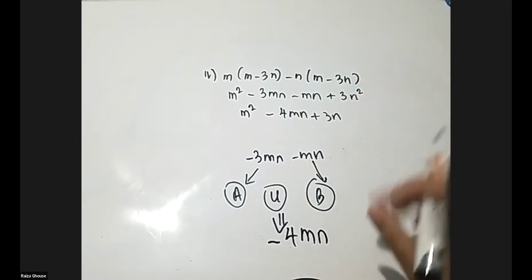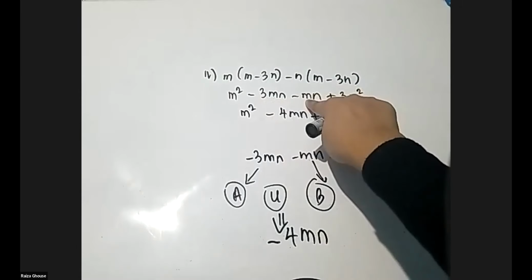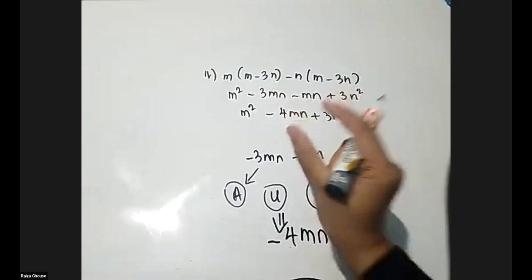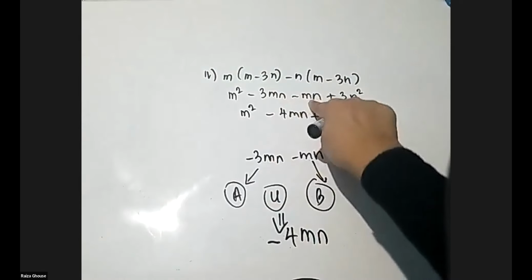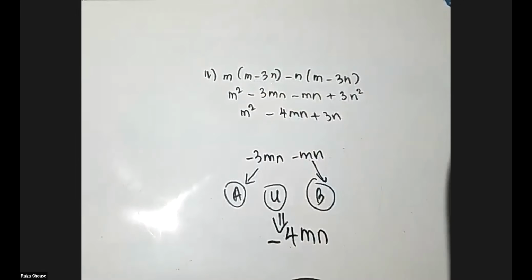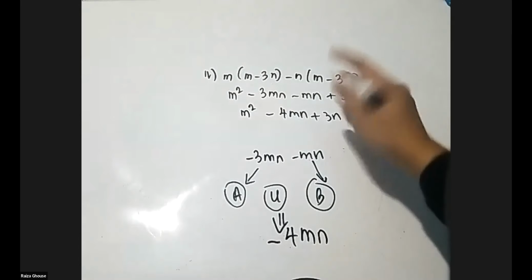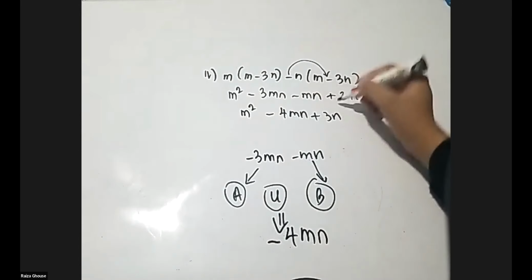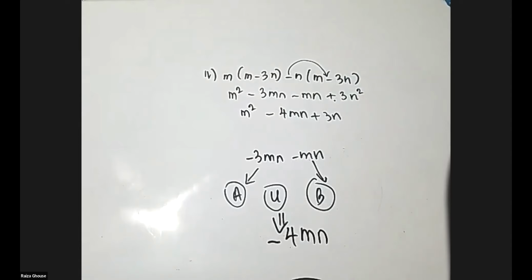In simple terms, if you have two negative values together, you have to add them and put the negative symbol. And this one, negative into negative is positive, and that's why it's positive. Is that clear?